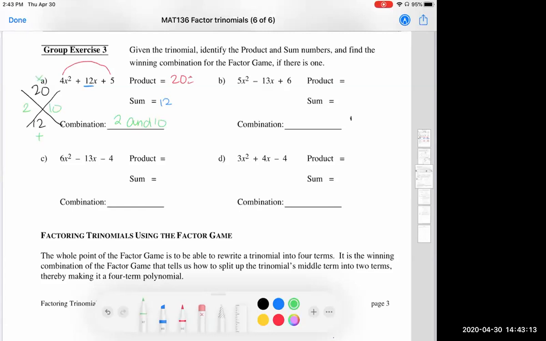Any questions about the product? The product game is called? No? All right. So let's continue with B.